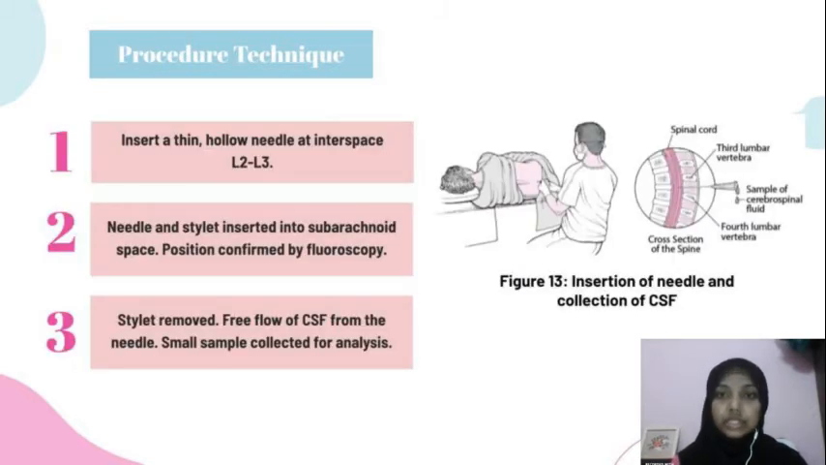We move to the procedure. First, insert a thin, hollow needle at interspace L2, L3. The needle and stylet are inserted into the subarachnoid space, and the position is confirmed by fluoroscopy. The stylet is then removed. Free flow of CSF from the needle shows that the entry is successful. A small sample is collected for analysis.